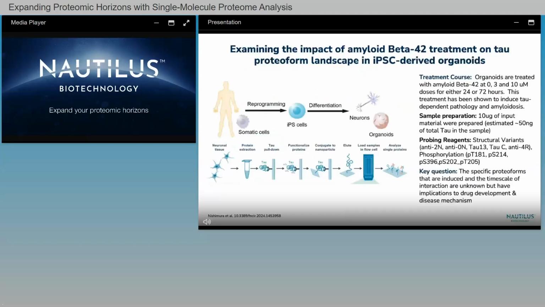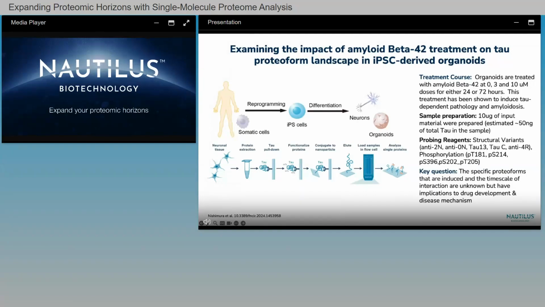To do this, we performed a study using iPSC-derived organoids. So these are progenitor cells transformed into neurons, grown as organoids. And we treated these organoids with amyloid beta at multiple time points and multiple doses. These treatments are known to induce tau-dependent pathology and amyloidosis. We used a panel of probing reagents to look at the proteoform landscape in response to this perturbation.